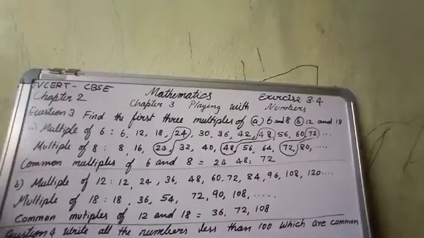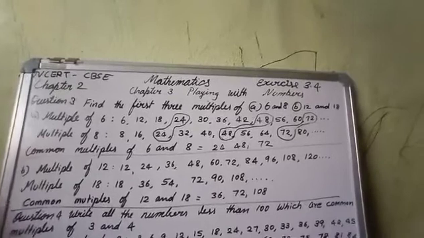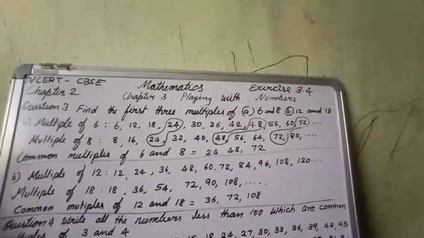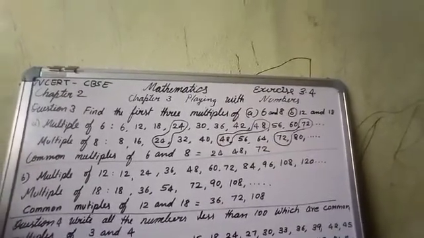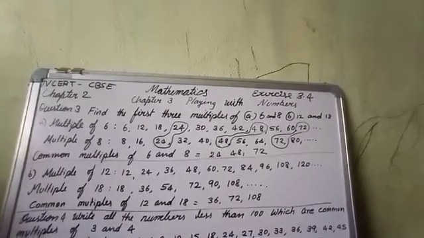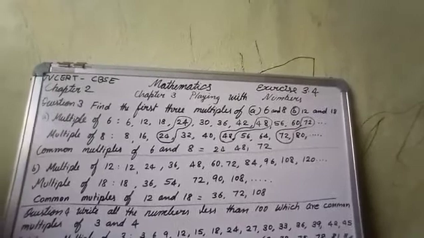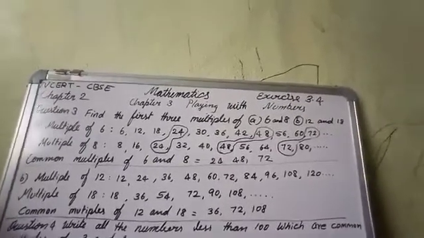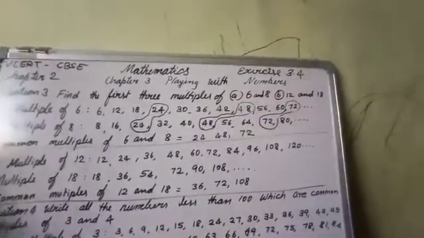We are just playing with the numbers. Here you see question number 4. Write all the numbers less than 100 which are common multiples of 3 and 4. We have to write multiples up to less than 100.